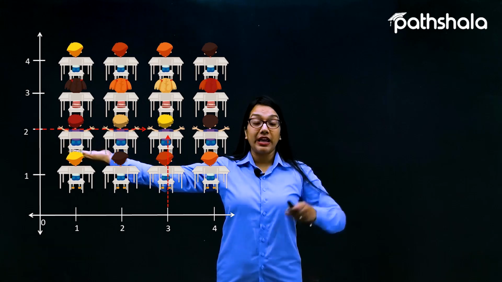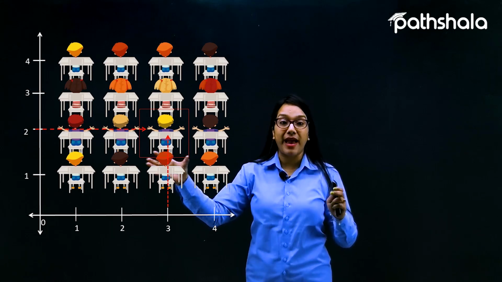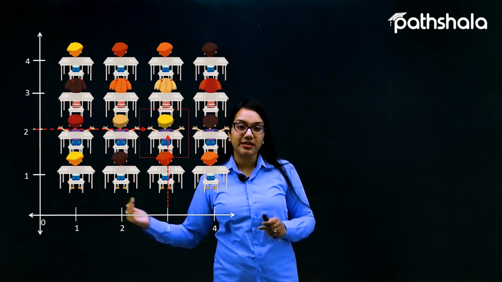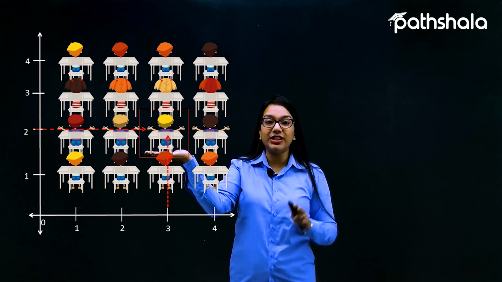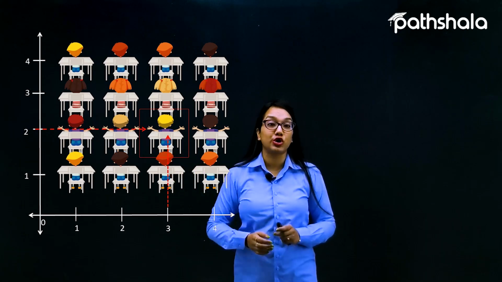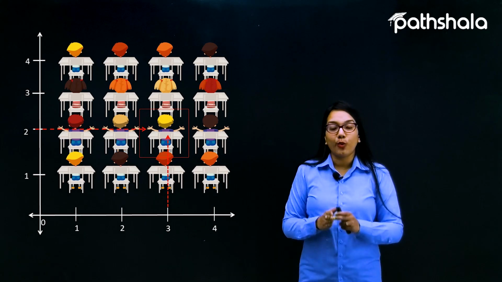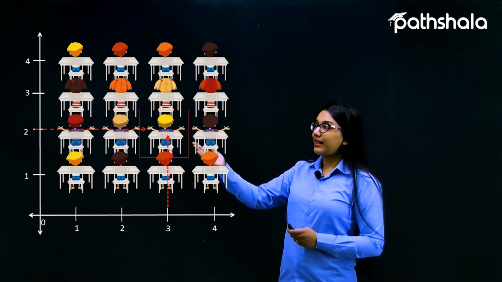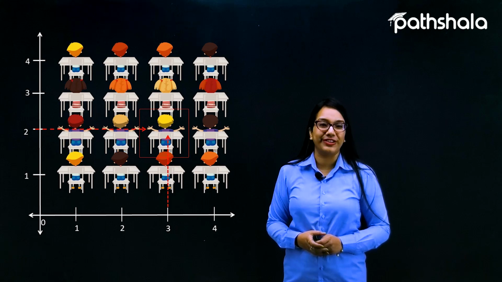So it means that in order to describe the location of Ria's bench in a perfect manner, we needed 2 things. That is, her bench is 3 units away from 0 and 2 units above 0. These 2 pieces of information helped us to locate or describe the position of Ria's bench in a classroom. And this is only possible with the help of 2 lines, this one, which is a horizontal line, and that one, which is a vertical line. So let's talk about these 2 lines further.